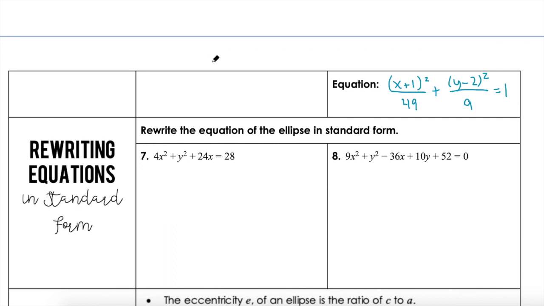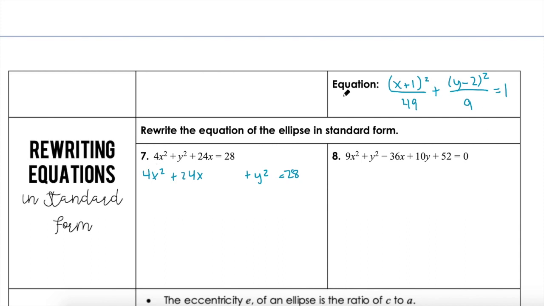Let's take a look at 2 more examples of writing the equation of an ellipse in standard form. To write the equation of an ellipse in standard form, we're going to use some of the skills that we use to write the equation of a circle in standard form. First thing that we're going to do is get all of our x's together. We're going to have 4x squared plus 24x. We'll leave a space here, plus y squared equals 28.